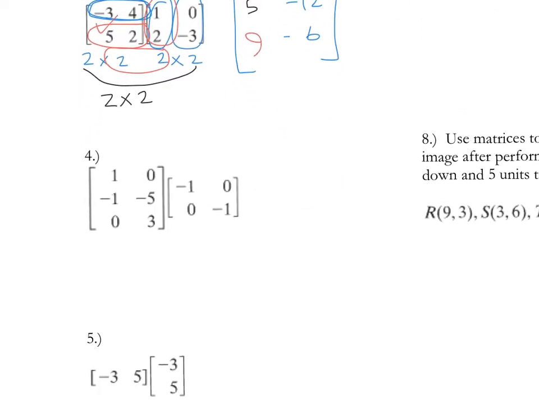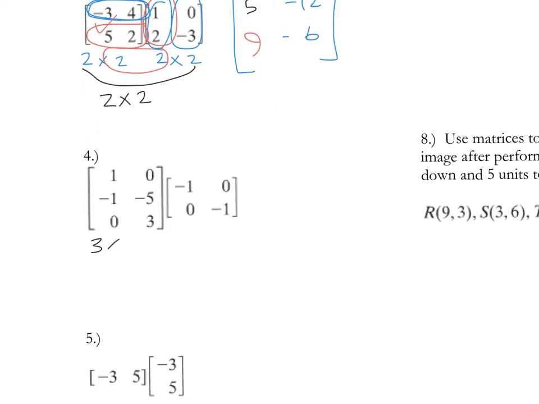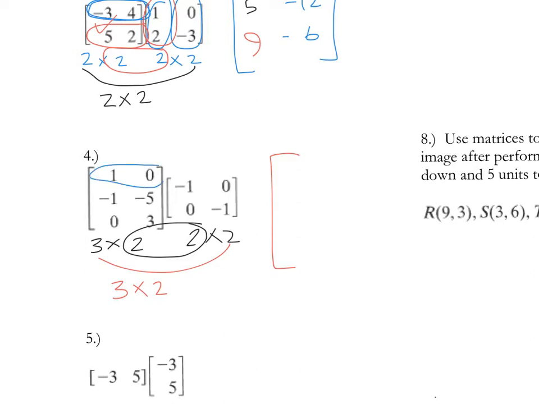And then let's see if we can multiply these two. So this is a 3 row by 2 columns times a 2 row by 2 columns. So we can multiply these two because the insides are the same. So the result is going to be a 3 by 2. So first I'm going to multiply the first row by this first column. So it's 1 times negative 1 plus 0 times 0. So that's negative 1. Then I'm going to do the first row times the second column. So that's going to be 1 times 0 plus 0 times negative 1.